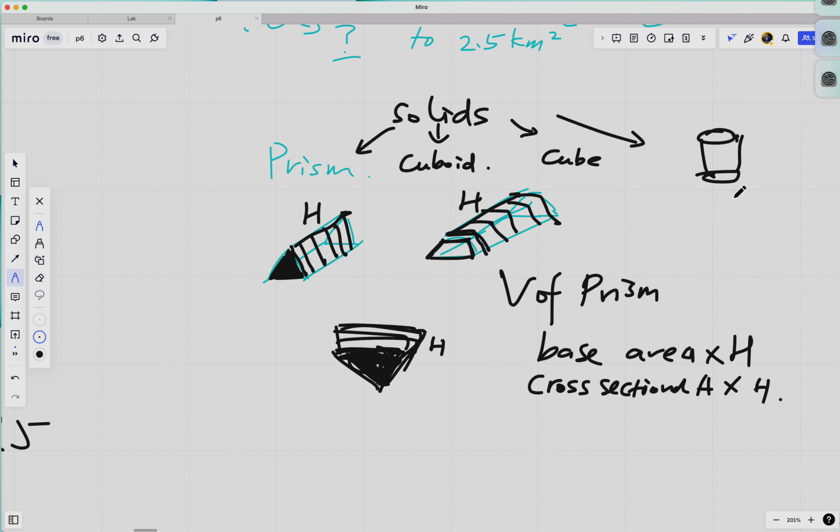Cylinder is something like this, cut down from the circle. So you cut this, then you continue. So basically this is the height. And this is the base area, which is the circle, right? Okay, but we are not talking about these four.